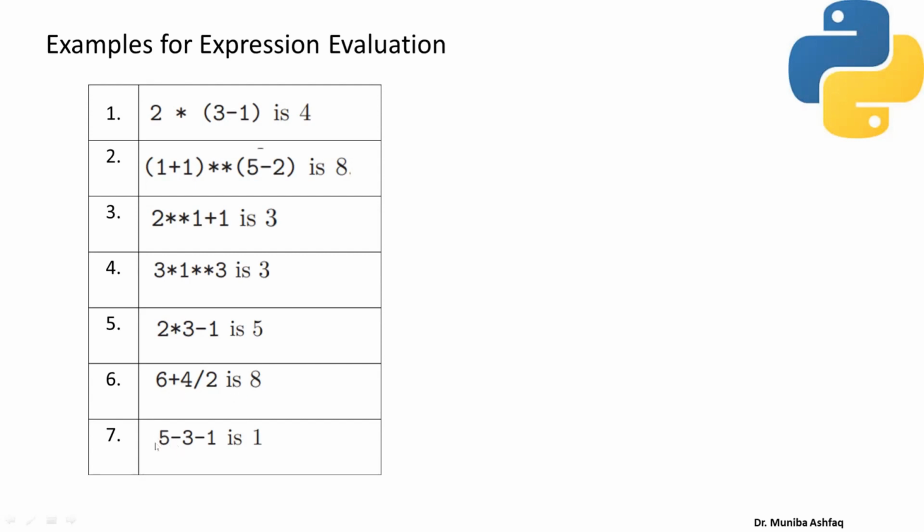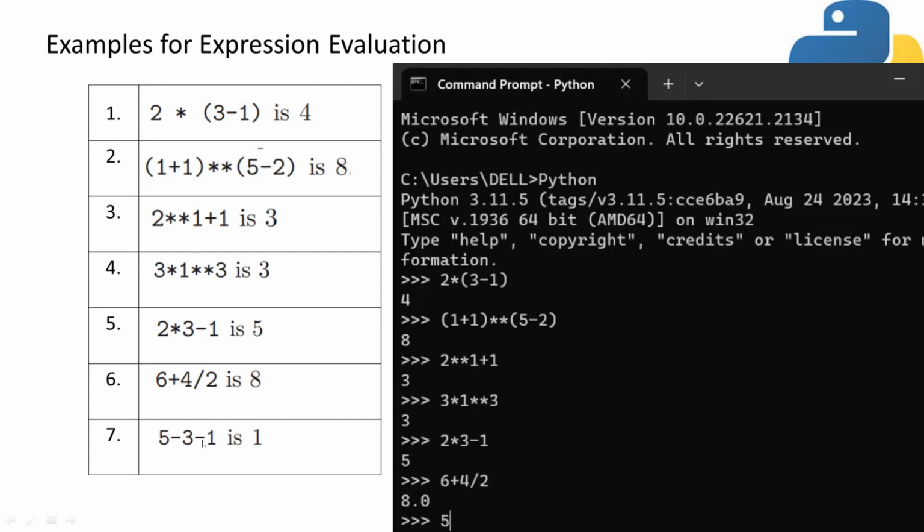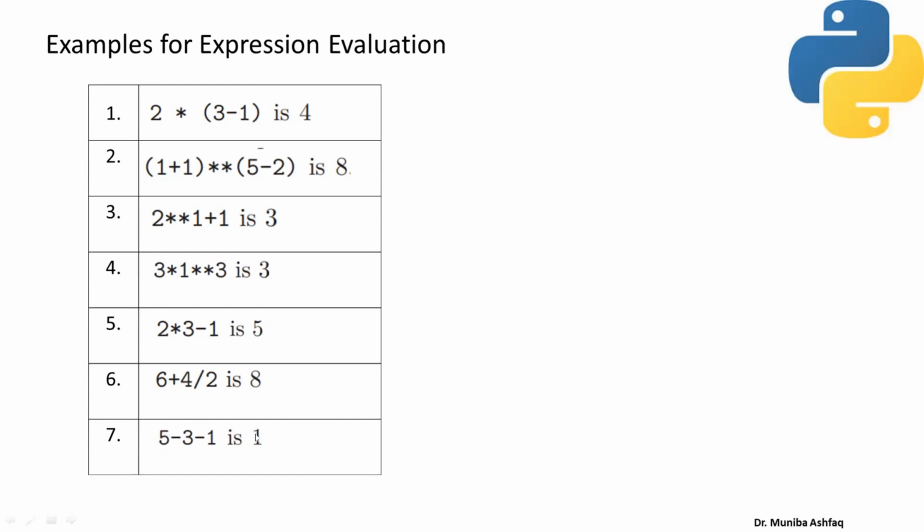Then comes this one, in which you can see that both are subtraction, but these occur more than once. Then we have to follow from left to right. So 5 minus 3 equals 2, and 2 minus 1 equals 1.